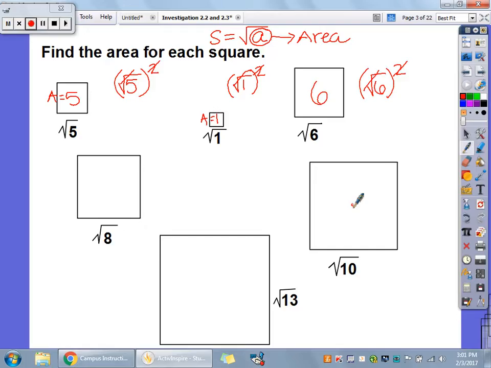Okay, so your area for this one should be 8. Your area for this one should be 13. And your area for this one should be 10.